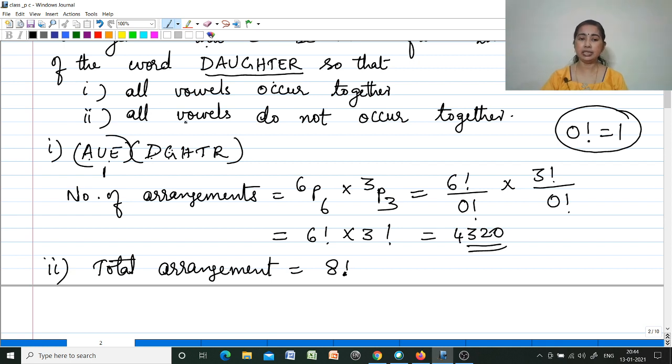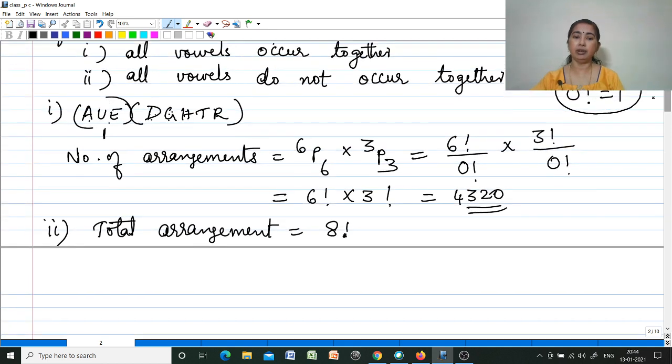And we need the case where all vowels do not occur together. We have already found the cases where vowels occur together, and we also know the total arrangement. So what about the vowels? Number of arrangements where vowels do not occur together: from the total arrangement we just have to subtract the cases where the vowels occur together. So the remaining cases are all cases where vowels do not occur together.